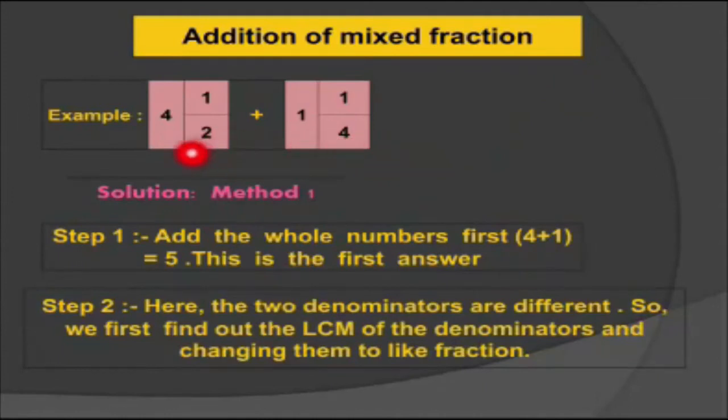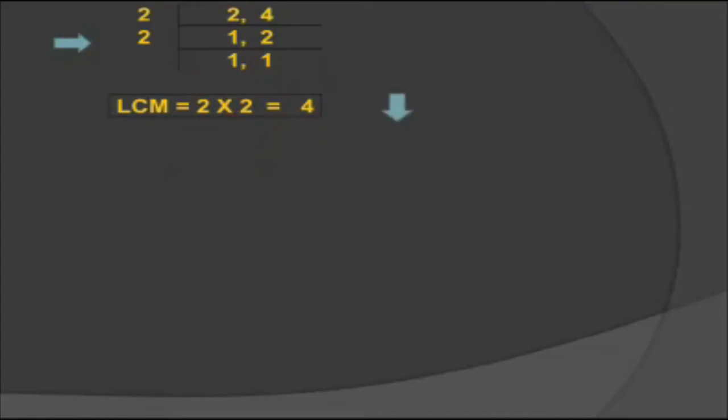the denominators are different, so we need to find the LCM of the denominators, and then we will change into like fractions, right? Dear students, you are very much familiar with how to find the LCM from your previous classes. Here we are dividing the denominators by 2. 2 ones are 2 and 2 twos are 4. Now 2 ones are 2 again, so 2 multiplied by 2 is equal to 4. So the LCM of 2 and 4 is 4, right?